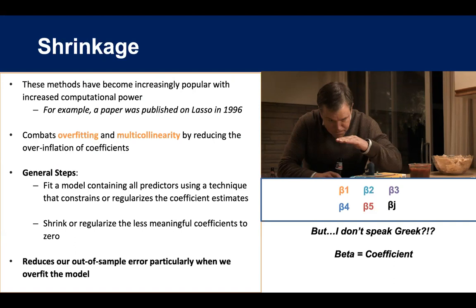And the ultimate goal here is it'll reduce our out-of-sample error, particularly when we have this issue of overfitting. And just a point here, when I use beta and coefficient, those mean the same thing. So I may use those interchangeably.